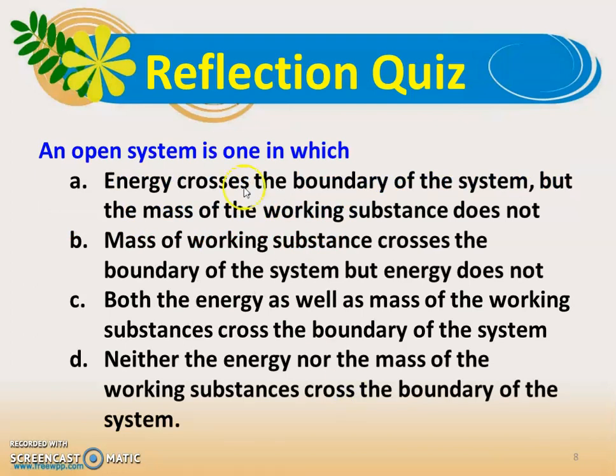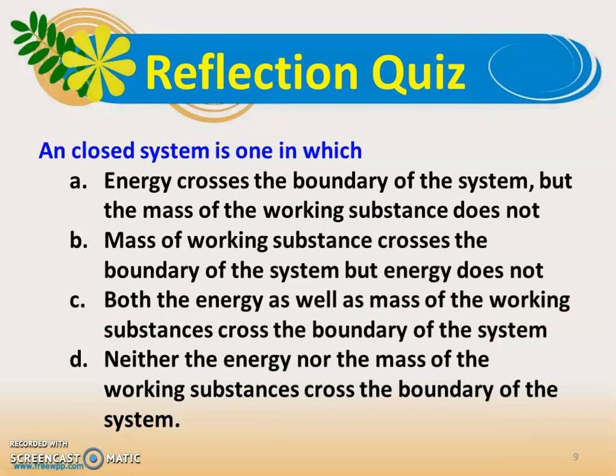Read the question. An open system is one in which energy crosses the boundary of the system but no mass; or the working substance does not cross the boundary of the system; or the mass of the working substance crosses the boundary of the system but energy does not cross the boundary of the system; or both energy as well as mass of the working substance cross the boundary of the system; or neither the energy nor the mass of the working substance crosses the boundary of the system. So among the four options, which is the correct answer? If you are able to identify the open system, both energy as well as mass of the working substance cross the boundary of the system, if you select option C, you are correct.